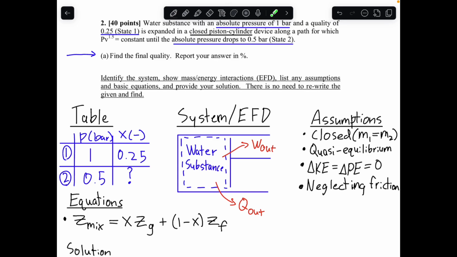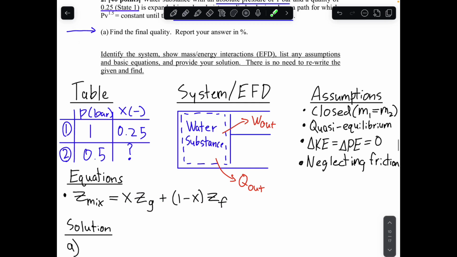Okay, now let's move on to our solution for part A, which again is asking us to find the final quality, which is this value from our table here, x2. So to solve for x2, how do we actually do that? Well, let's look at our equation that involves x. We want to solve for x2 using this equation, and it looks like we have a lot of unknowns, but actually we need to remember that ZG and ZF are actually known values from the table as long as we know the pressure at that state.